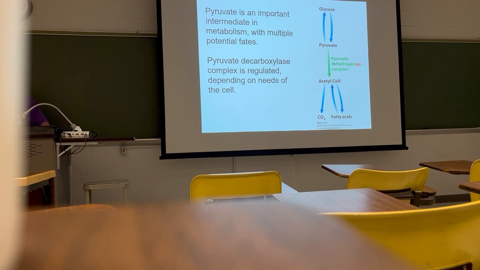Because the pyruvate dehydrogenase is sort of central in this pathway, it needs to be regulated. So cells are deciding how to use that pyruvate depending on the needs for energy or for building other molecules at that time.